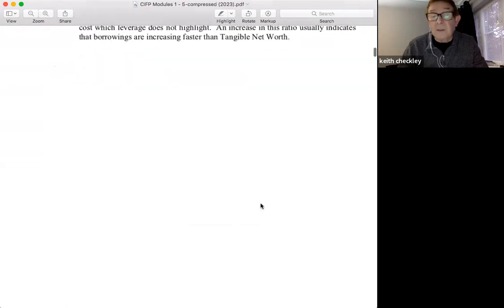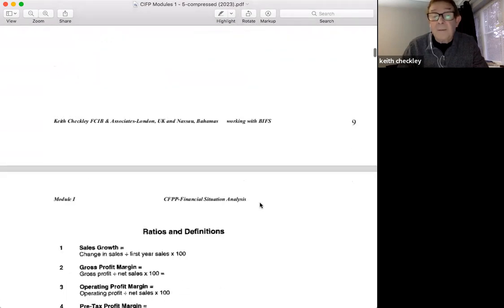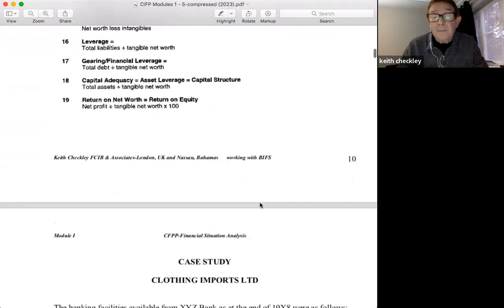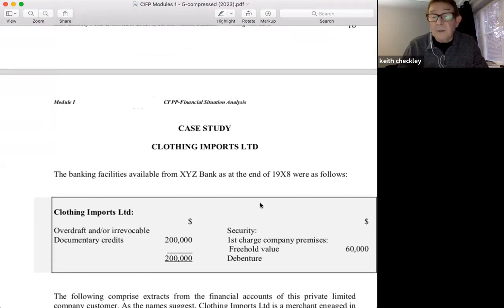After the ratios, you'll come to the case study, which is called clothing imports. As you might imagine, it's an importer of clothes. So they're a wholesale style business. They're going to import clothes and then sell them to retail stores who will attempt to sell them to you.